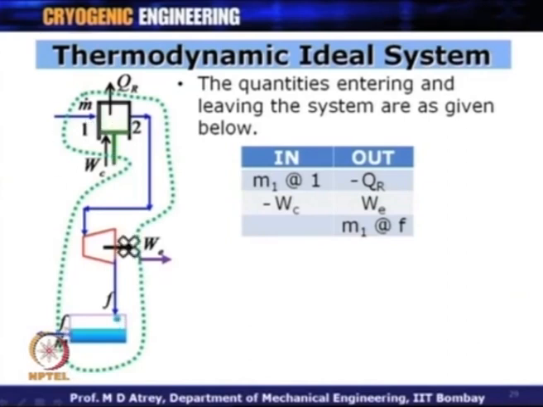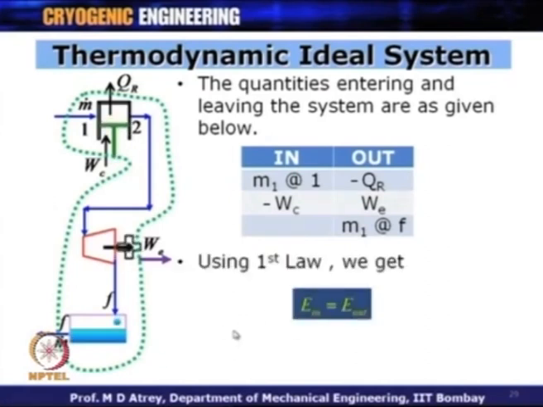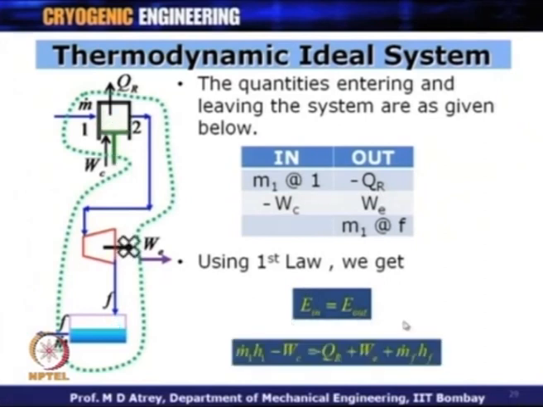So, M1 H1 is the energy associated with the gas entering at point 1, where H1 is nothing but the enthalpy of the gas at point 1. WC, which is the work done, is equal to QR, which is leaving the system, plus WE plus MF HF, the associated enthalpy at point F. All right. M1 dot and MF dot are nothing but the mass flow rates of the system. In fact, as you can see in this case, M1 dot is equal to MF dot.